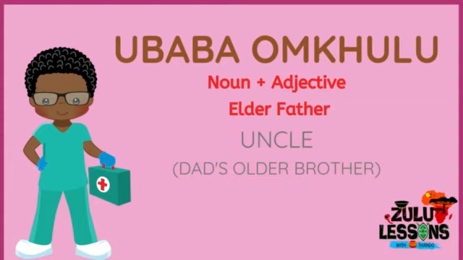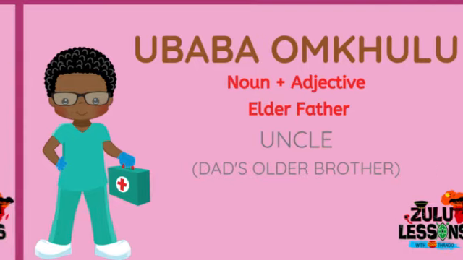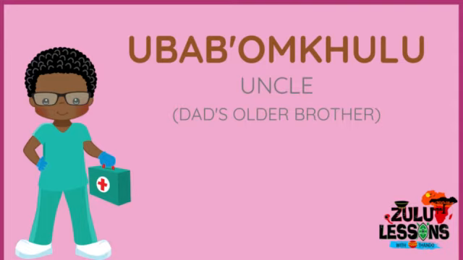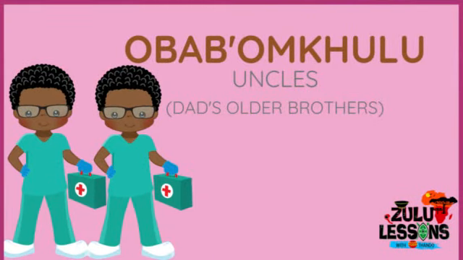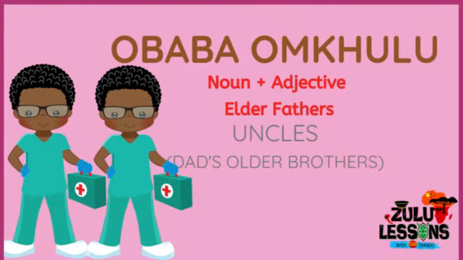Now, an uncle. This is your father's brother who is older than your father. So, ubaba. Omkhulu. Do you hear that? Ubaba, omkhulu. We put in an adjective there to describe which father we are talking about, because all your father's brothers are your fathers as well. So now we must describe him and say omkhulu, the older one. Ubabomkhulu is how it is said. We drop the last A of ubaba and then we merge the two. Ubabomkhulu, uncle. And plural, obabomkhulu. So obaba and then omkhulu. So uncles, your father's older brothers.